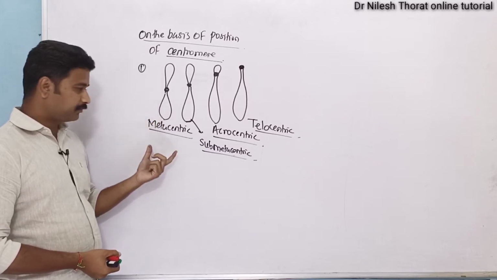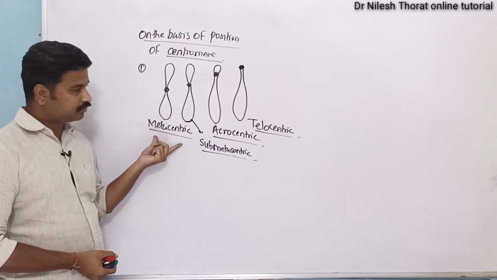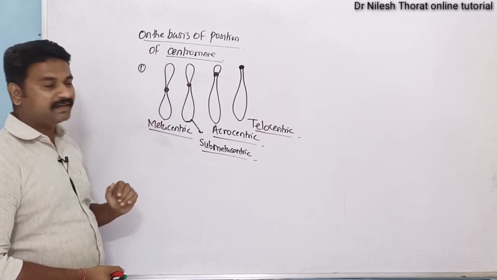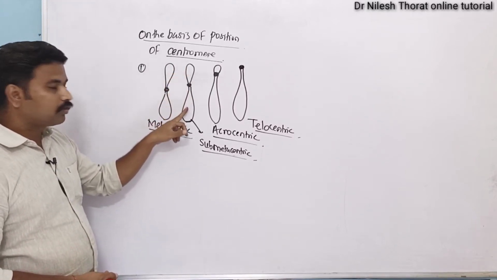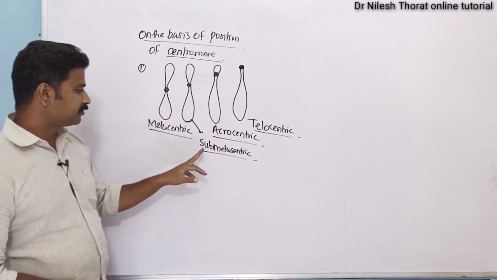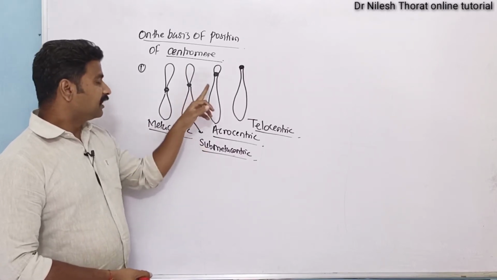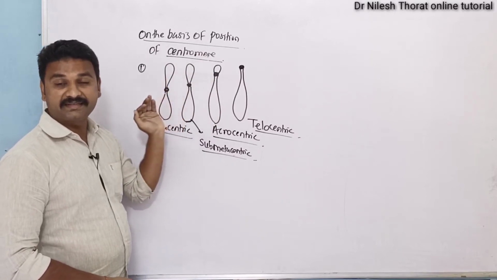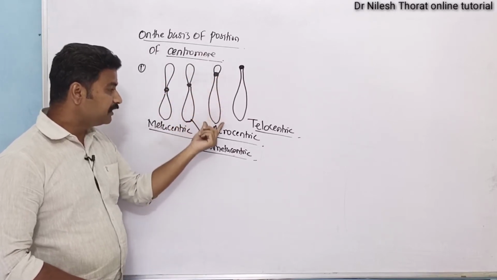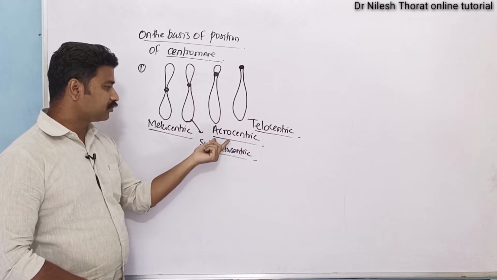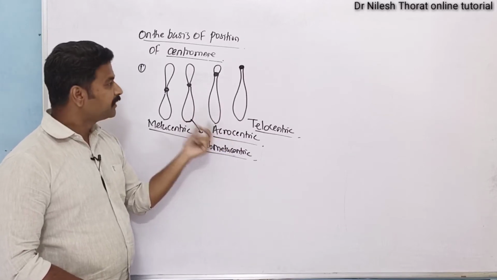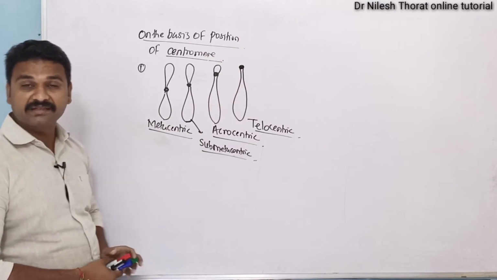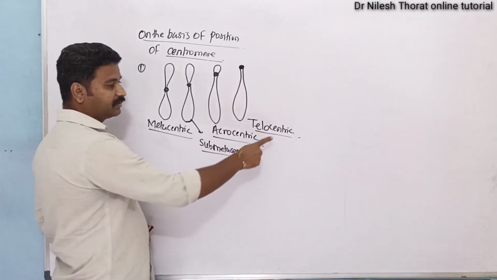So on the basis of position of centromere, if the centromere is present in the center producing two equal arms, such a type of chromosome is called a metacentric chromosome. If the centromere is shifted slightly toward one end producing one short and one long arm, then such a type of chromosome is called submetacentric. Again, if the centromere is shifted towards one end producing one extremely short and one very long arm, then it is called an acrocentric chromosome. And if the centromere is shifted to the tip of the chromosome, then such a type of chromosome is called telocentric.